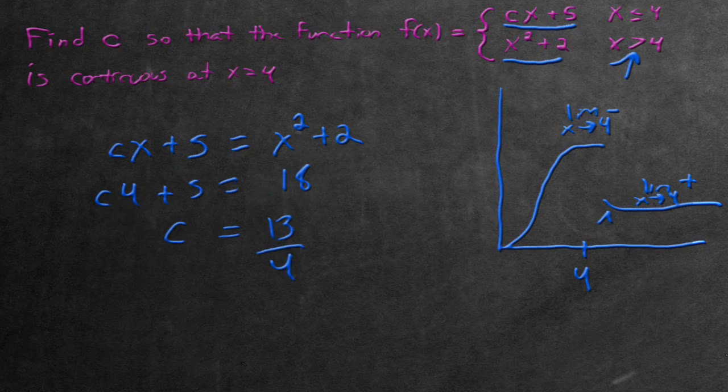And that is the answer. That's the c value you're going to need in this piecewise function for it to be continuous. That's the only instance where this function here can be continuous, is if that one variable, c, is 13 over 4.